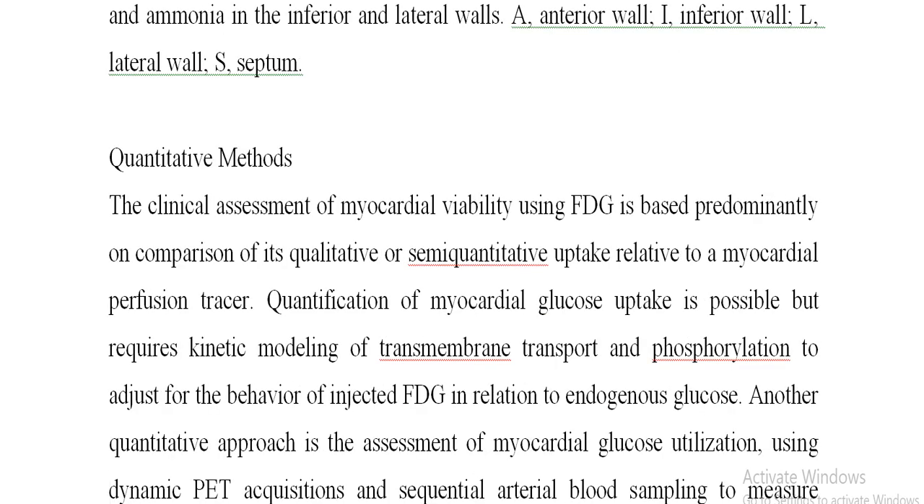Quantitative methods. The clinical assessment of myocardial viability using FDG is based predominantly on comparison of its qualitative or semi-quantitative uptake relative to a myocardial perfusion tracer. Quantification of myocardial glucose uptake is possible but requires kinetic modeling of transmembrane transport and phosphorylation to adjust for the behavior of injected FDG in relation to endogenous glucose. Another quantitative approach is the assessment of myocardial glucose utilization, using dynamic PET acquisitions and sequential arterial blood sampling to measure fractional 18F FDG uptake in relation to the delivered dose.